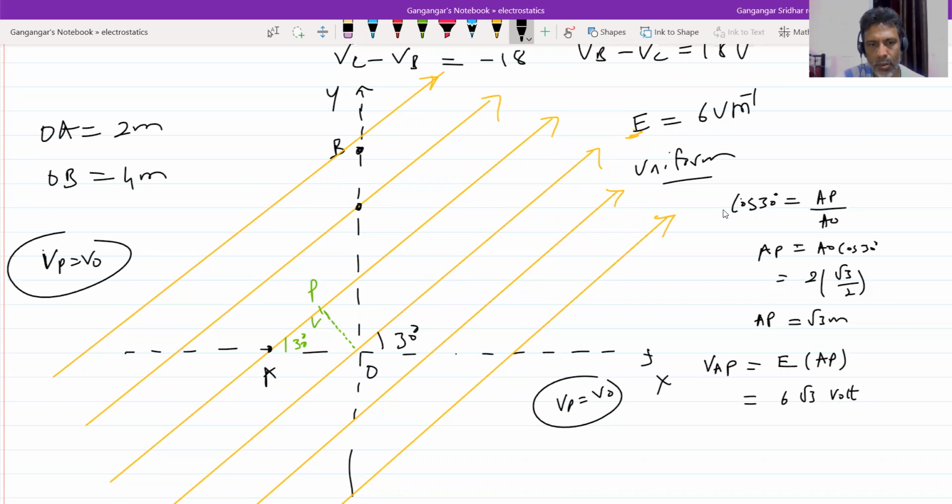Any reason for that? You draw a perpendicular to the E bar, that plane. P and O will lie on the same plane. So therefore, what we calculated is this. Okay, these are some problems you may get.